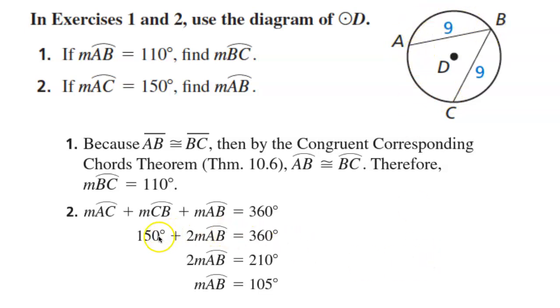And we have 150 plus 2 ABs. Why do they do 2 ABs? Well, because I know AB and BC are the same. So I'm just doubling it. I'm saying, well, I know they're the same, so I can multiply it by 2. So if AC were 150, take that away from 360, and what are you left with? 210. So then 210 divided by 2 would give you 105 for both of these congruent arcs, but we were only solving for AB, so AB is 105.